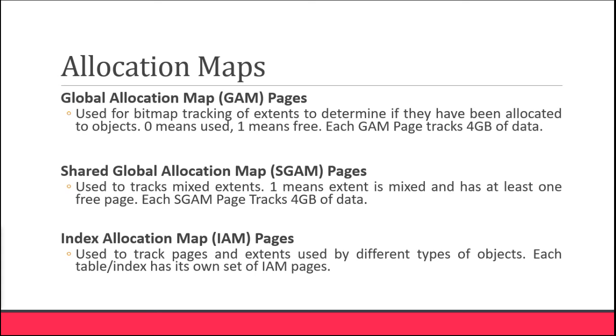Then you have the IAMs, the index allocation map pages. They track pages and extents used by different objects. So each table or index, each such structure, has its own set of IAM pages. These pages are all pages, but they are reserved in SQL Server to store metadata about the way that pages are allocated within your data files. That's basically what they are used for. There's much more information on them when you start going into the internals of SQL Server.